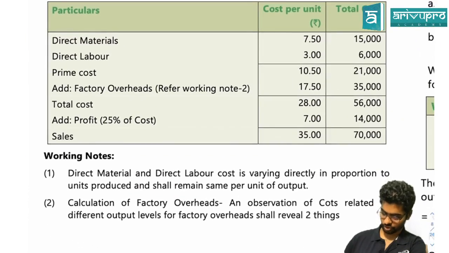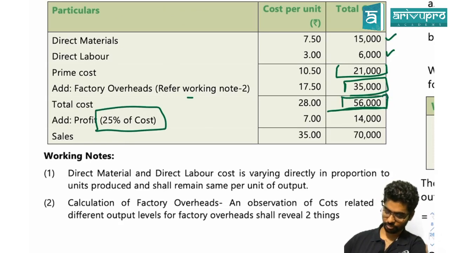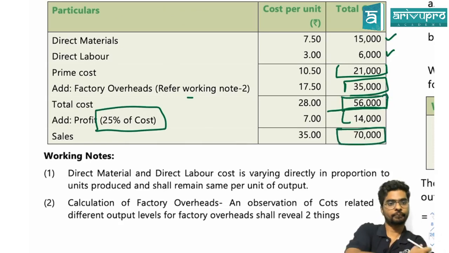Now guys, see the solution. Direct material cost 15,000, direct labor cost 6,000. This is going to give me my prime cost plus the factory overheads 35,000. So I get a total cost of 56,000. They are telling me the profit is 25% of the cost. So on this cost apply 25%. That becomes my total sales value. Are you clear?